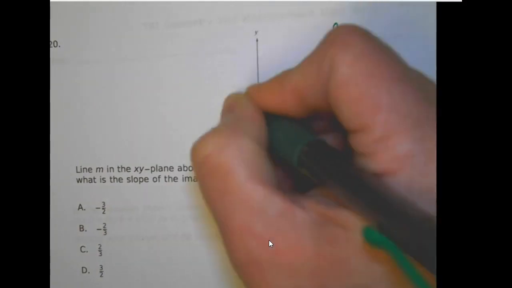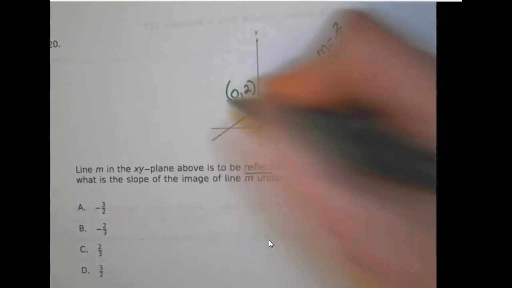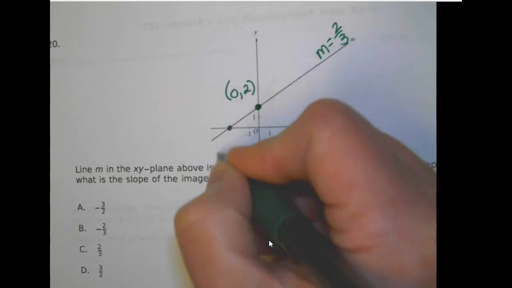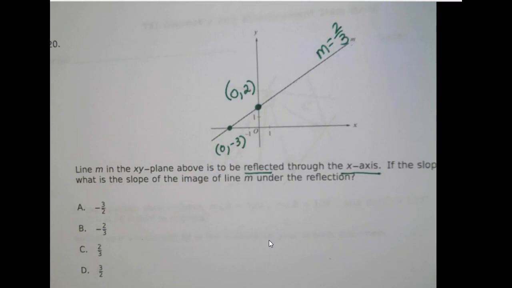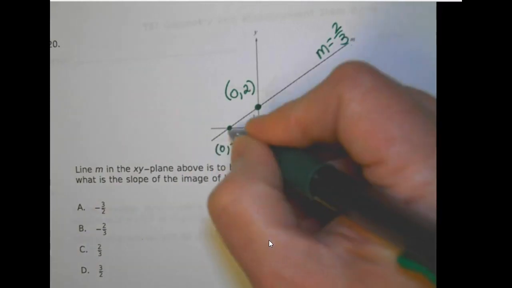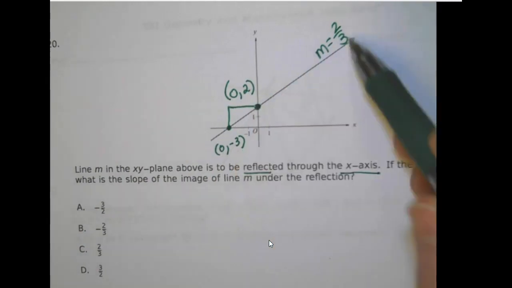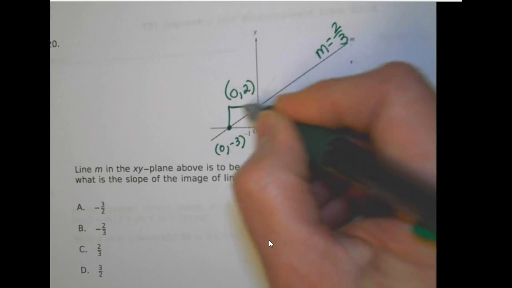This point right here appears to be (0, 2). This point right here appears to be (0, -3). Would that give me a rise over run of 2/3? Wouldn't that mean this rises up 2 and this goes over 3?